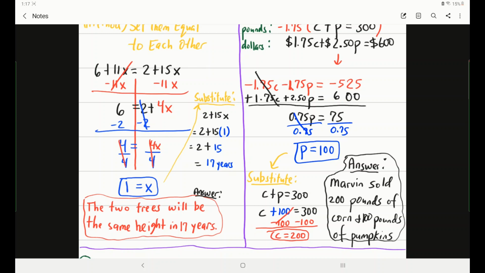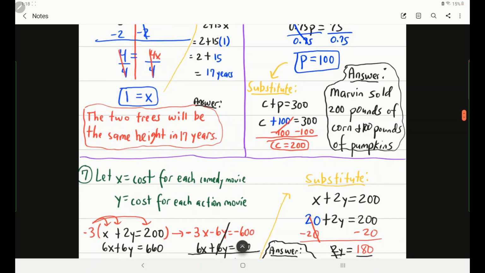And then on your Google form, how many pounds of each item did he sell? Here's what you want to type in. So Marvin sold 200 pounds of corn and 100 pounds of pumpkin. All right, so there's your answer. I have a few more to go.